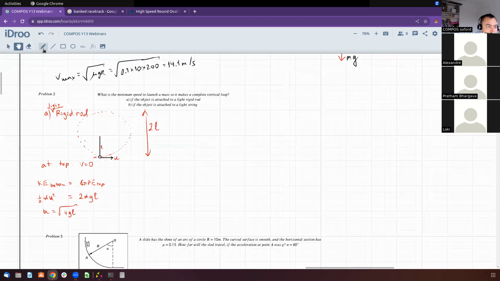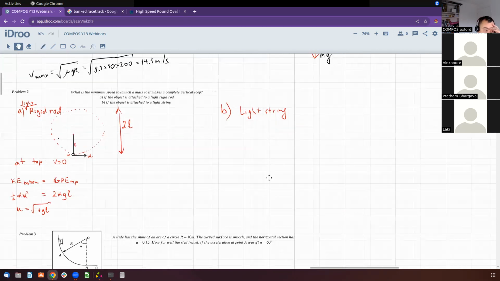Okay, with the string. With the string, it's a light string. With the light string, it's a little bit more complicated because at the top, it cannot have 0 velocity. Because if at the top it has 0 velocity, it will just fall down, as I shall demonstrate.